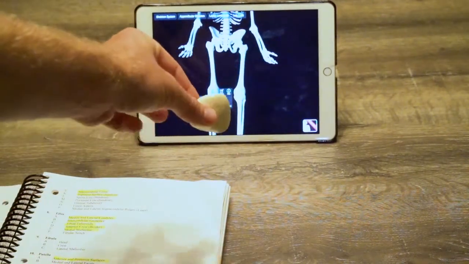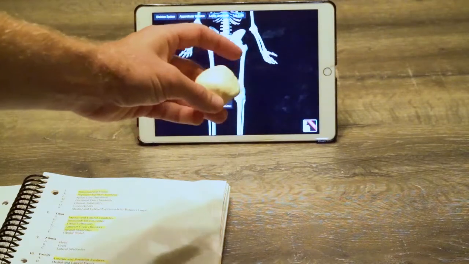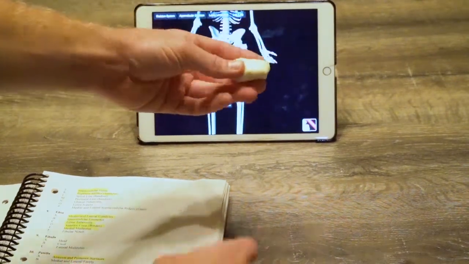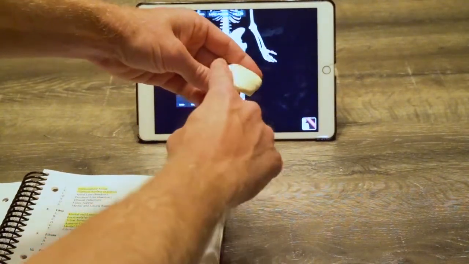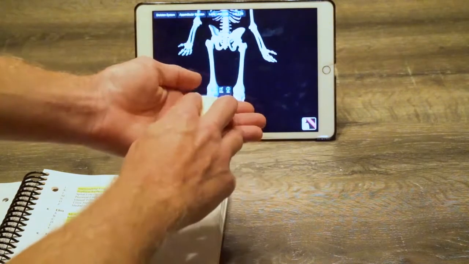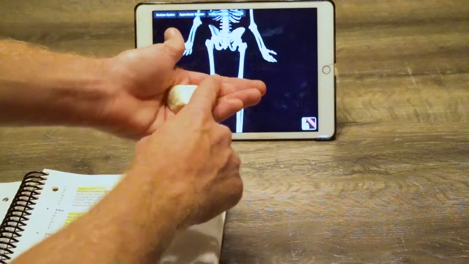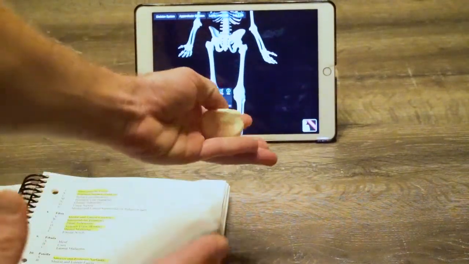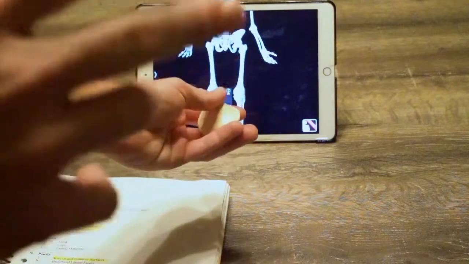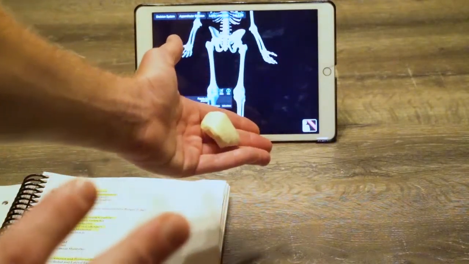Now, there's not much going on with this, but you do need to be able to determine some of these structures. If you notice, there's two different sides to this. There's a rough side and then there's a smooth side. The smooth side is made out of two facets, while the other side is rough. So one of these sides is called the anterior surface, while the other side is called the posterior surface.